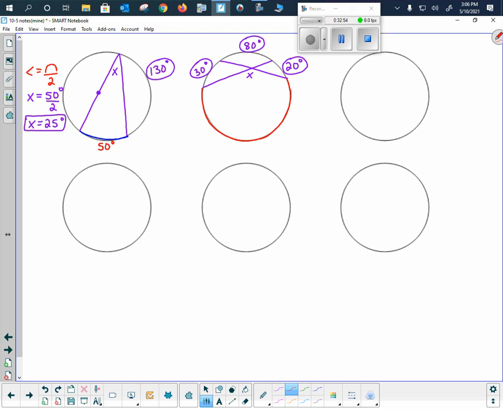Well, I notice that everything else is labeled, and all the way around the circle is 360 degrees. So if I take 360 minus the 30, the 80, and the 20, doesn't that tell me that this part is 230 degrees? Now I should have everything I need, as long as I have memorized my equations eventually.